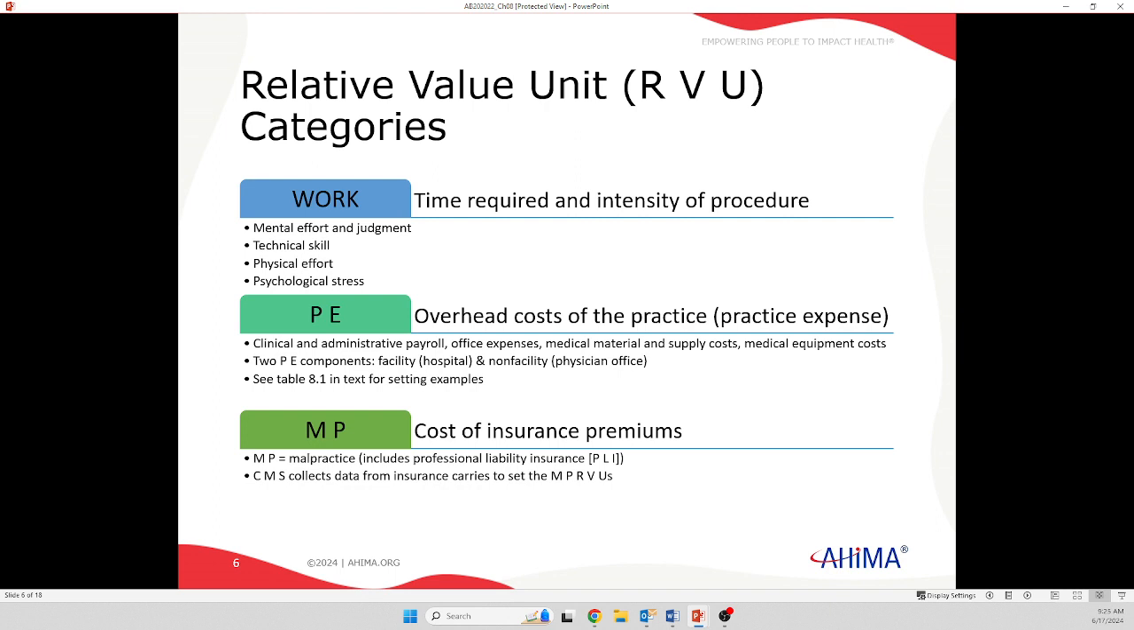And then the third part is our MP. That's our malpractice. That's our cost of our insurance claims. It also includes any professional liability insurance that we may have. And with this, CMS does collect data from the insurance to help set these. So these RVUs are revised annually, and then every 5 years they look to make sure that the weight is accurate.